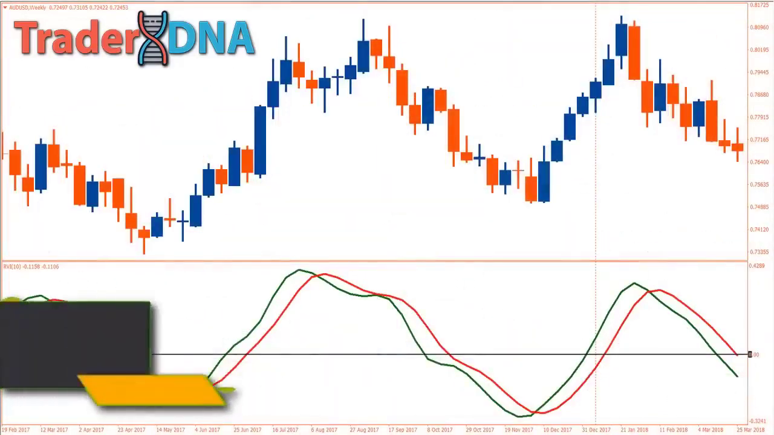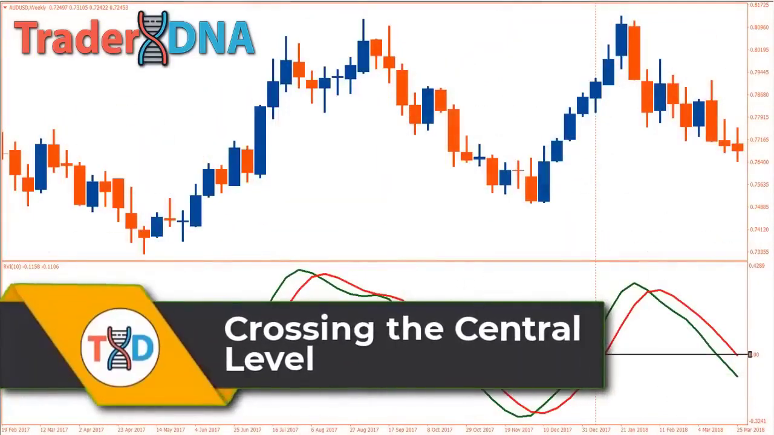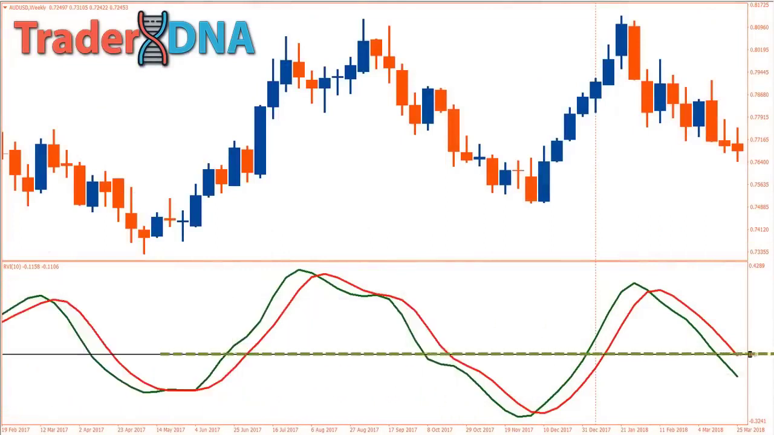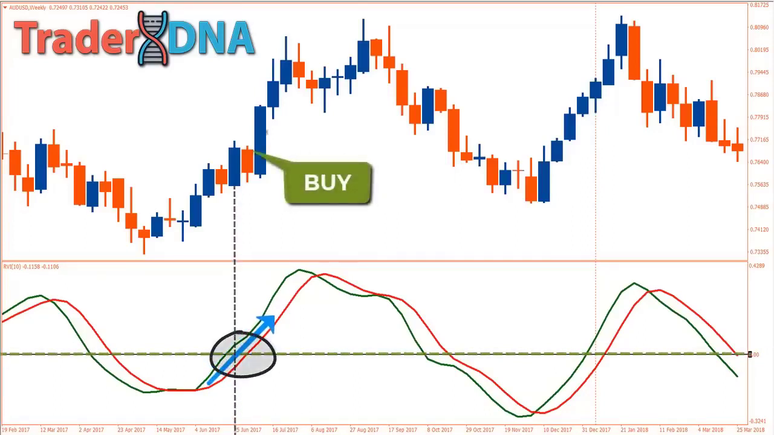Second, when crossing the central level. If you're looking to trade using this indicator, there's one important thing to know. The indicator's central axis is at zero. When both lines cross this axis from below, it's a signal to buy. When they cross from above, it's a signal to sell.